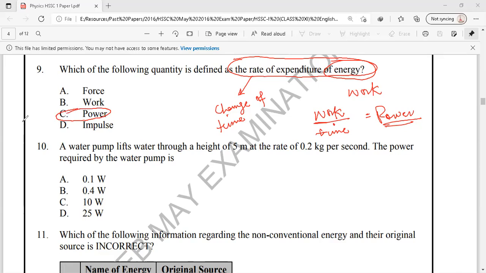Let's see question number 10. A water pump lifts water through a height of 5 meters at a rate of 0.2 kg per second, and we have to find the power required by the water pump. So we know, as we have done in our previous question, that power is equal to work over time.